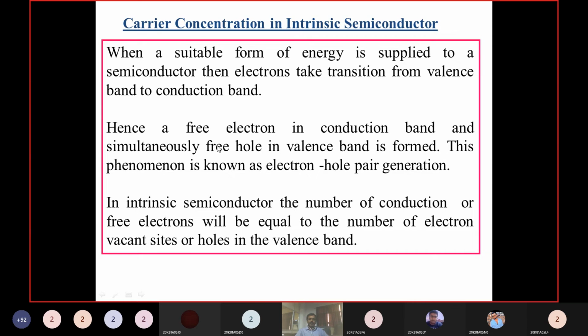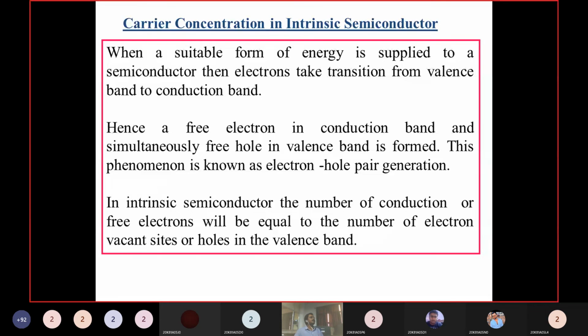Now coming to the carrier concentration in intrinsic semiconductor. When a suitable form of energy is supplied to the semiconductor, the electrons make a transition from the valency band to the conduction band. As we discussed before, there is a valency band and a conduction band. At lower temperature there are no electrons in the conduction band. All electrons occupy the valency band at lower temperature.